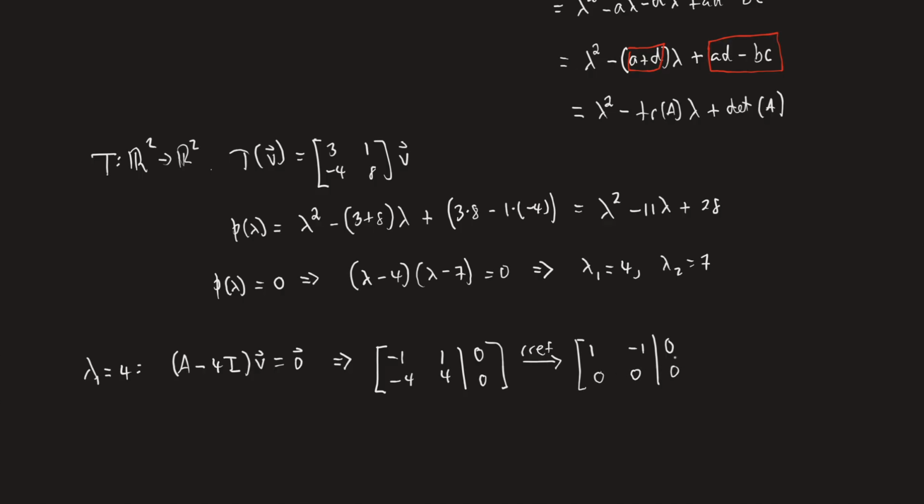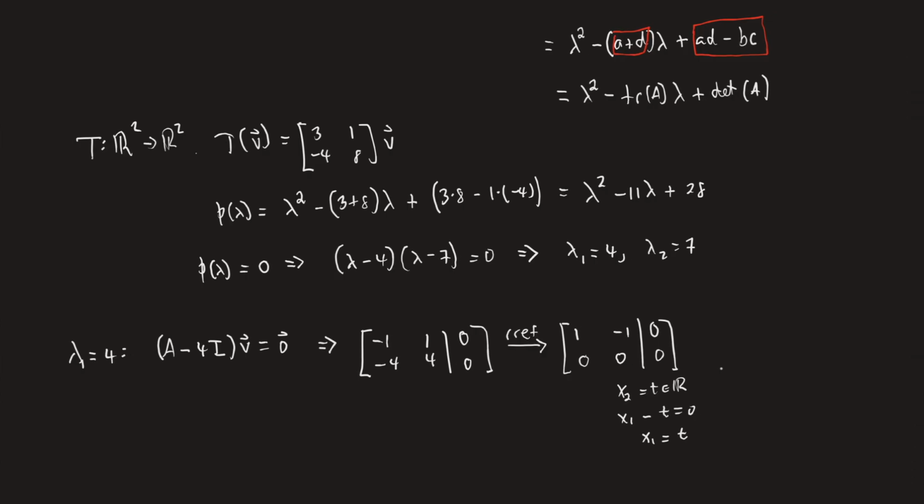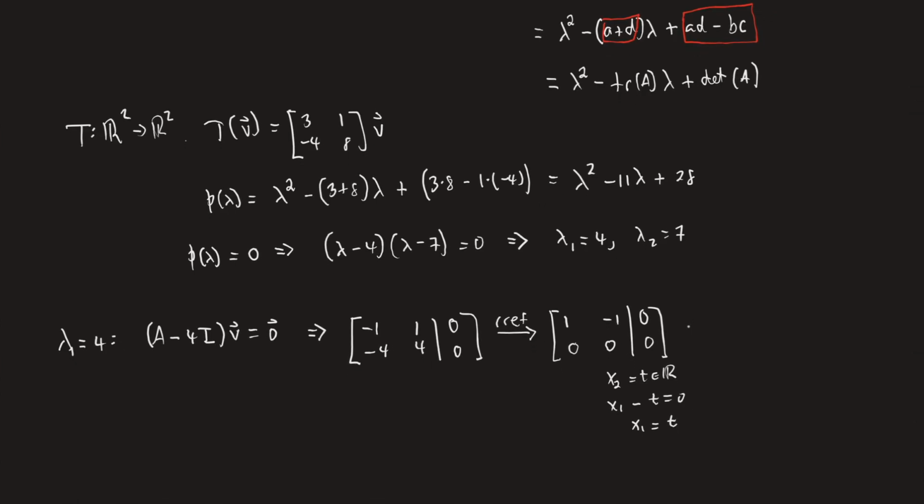So it looks like this, right? And then I'm just going to use x1 and x2 for the components of the eigenvector, because I want to refer to the eigenvectors as v1 and v2. In this case, our x2 is going to be a free variable, so it looks like that. And then x1 minus t is equal to 0, so x1 is equal to t. So here is the eigenvector that now corresponds to a lambda of 4.